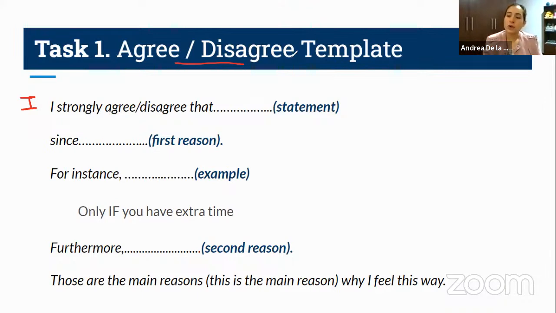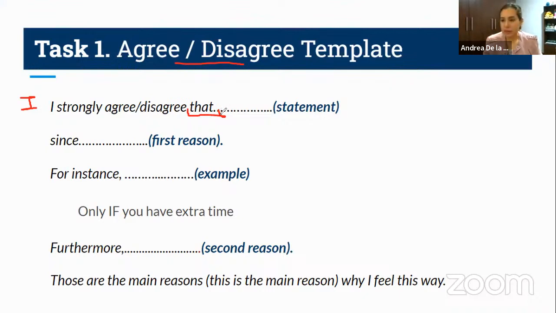You could say, I strongly, in this case, we disagree, right? I strongly disagree that online courses are more effective, right? So I am obviously not saying everything because it's too long, but I am saying what the statement is. It's really important that you guys do that. Sometimes students just say, I strongly disagree, but they don't say what they disagree with. So not a good idea. Always say what you disagree or what you agree with.